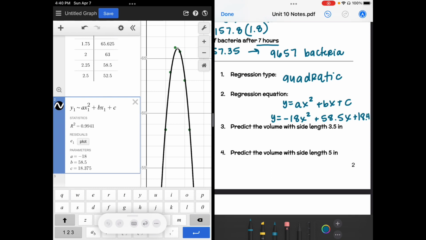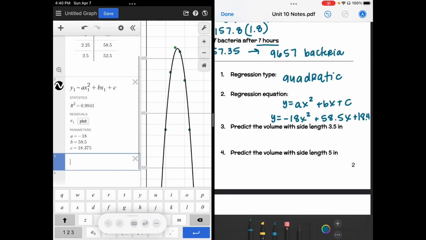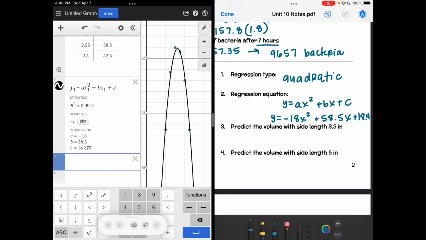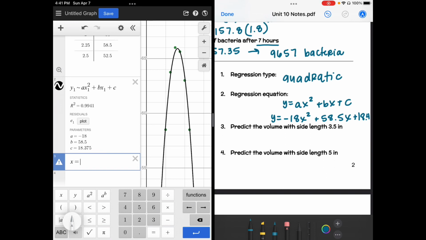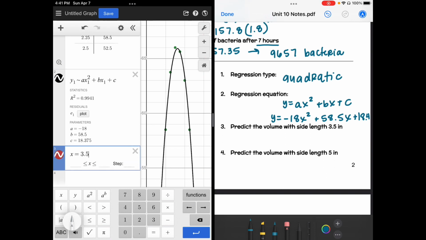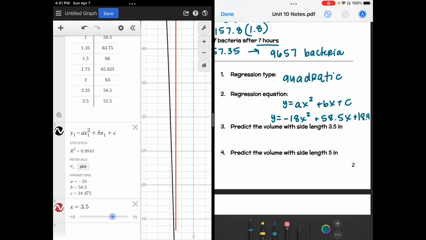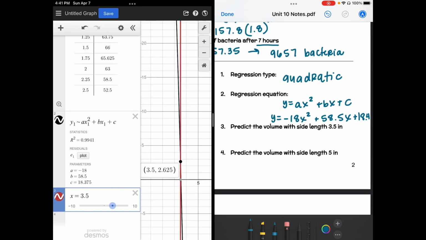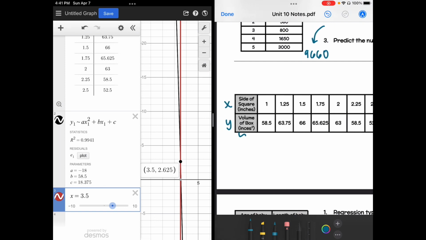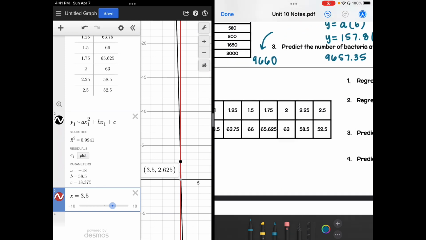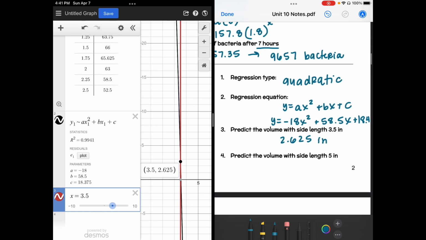All right, if we want to predict the volume with side length 3.5, then we're going to just type in x equals 3.5, and it doesn't say anything about using the rounded equation, so I'm just going to go ahead and use what we have in Desmos. So x equals 3.5. Look for that red line, see where it crosses our graph, and that's going to cross at 2.625. And let's make sure we use the correct units. So it says volume, side length, that's a typo, but it's inches cubed. So we're going to put inches cubed.